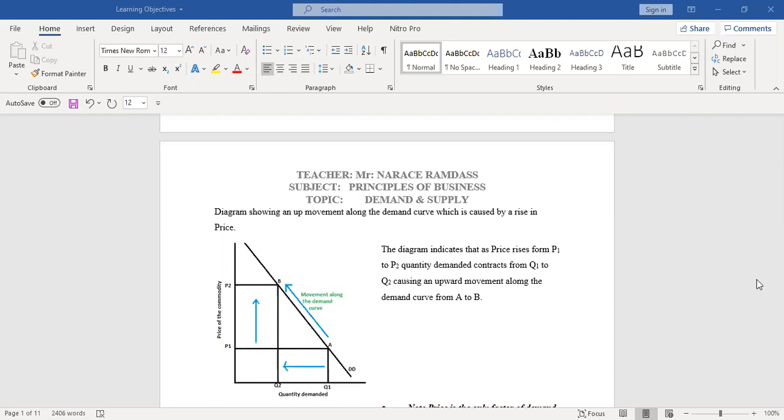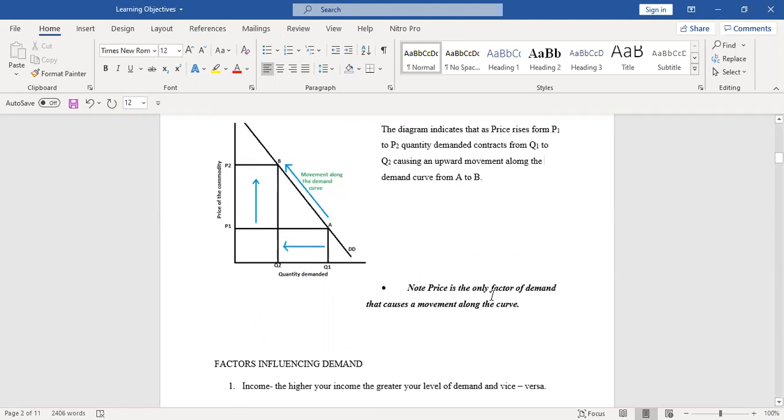There's a special note I want you all to follow here. Note, price is the only factor of demand that causes a movement along the demand curve. So there are other factors that will influence demand, right? Now we need to be mindful of that. There are many other factors that will influence demand. But price is the only factor that causes a movement along the demand curve.